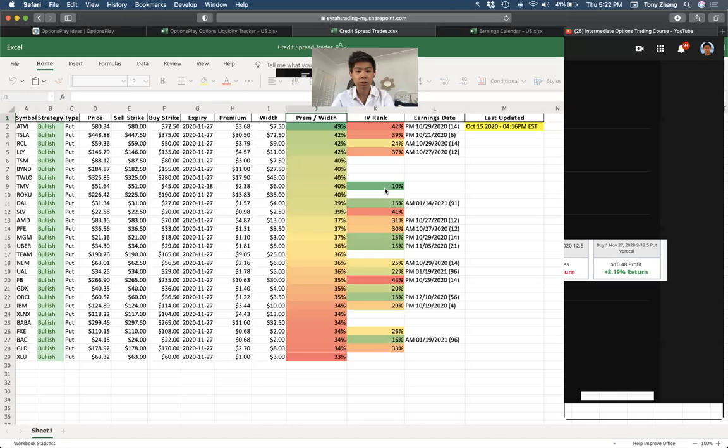Is there unlimited risk in a spread or strangle option? So a spread will always have limited risk. A strangle will have, if you're selling a strangle, you will have unlimited risk.